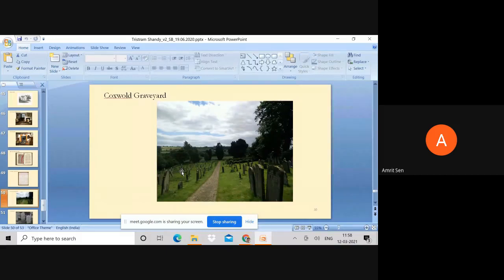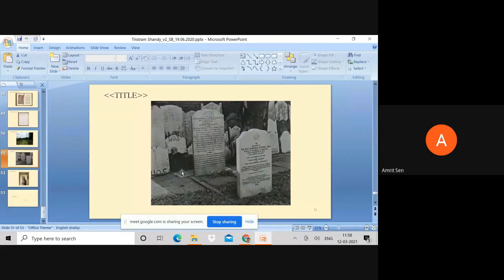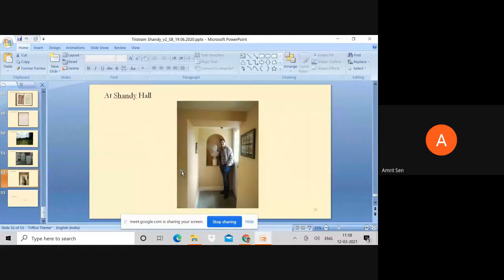He was buried initially here, and then his grave was taken and he was buried in Westminster. So even in death, Sterne actually moved from one graveyard to the other. And well, this is me with whom I consider to be the finest English novelist I have ever read. And that is Laurence Sterne and Tristram Shandy.